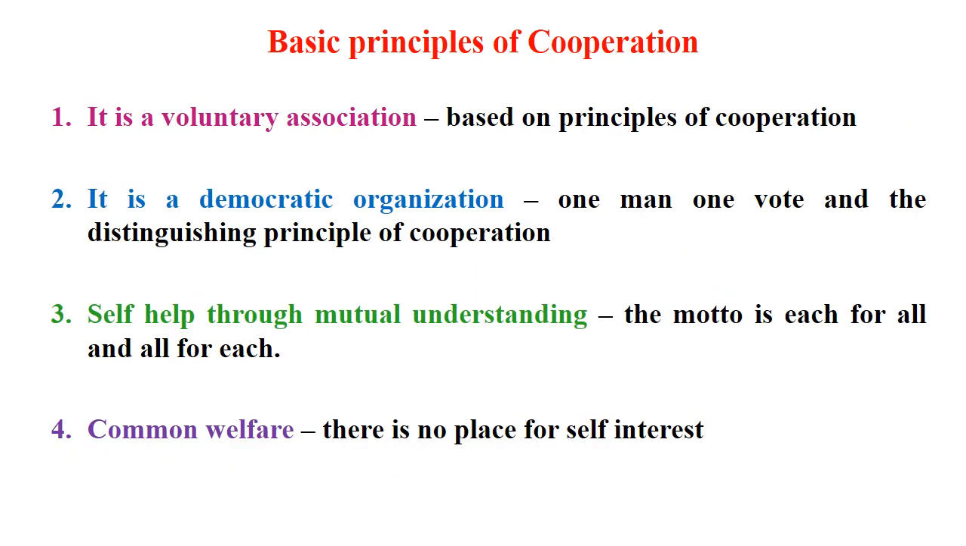Now we will discuss briefly the basic principles of cooperation. There are 9 principles. The first one is that it is a voluntary association based on the principles of cooperation. Number 2, it is a democratic organization, that is one man, one vote, and the distinguishing principle of cooperation is followed here. Number 3, self-help through mutual understanding. So the motto is each for all and all for each. Number 4, common welfare. There is no place for self-interest or individual interest.